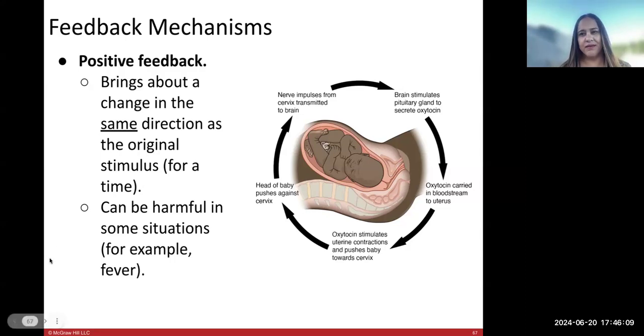But most of the time, childbirth, sneezing is completely normal. That's the event. And that is all for chapter 4.